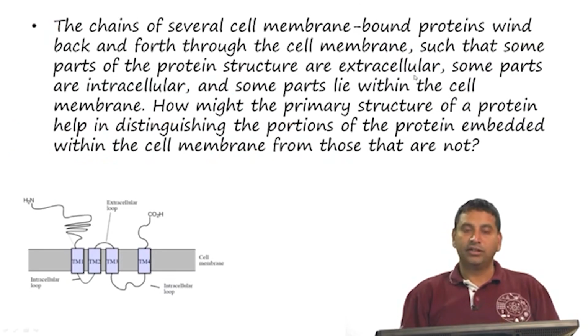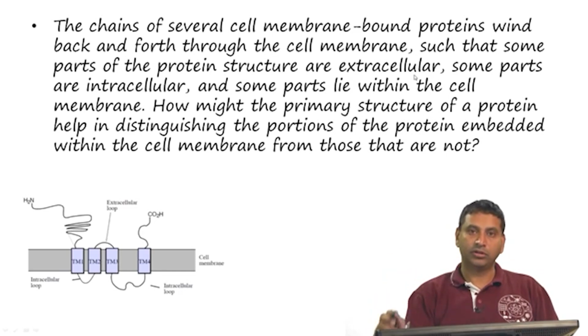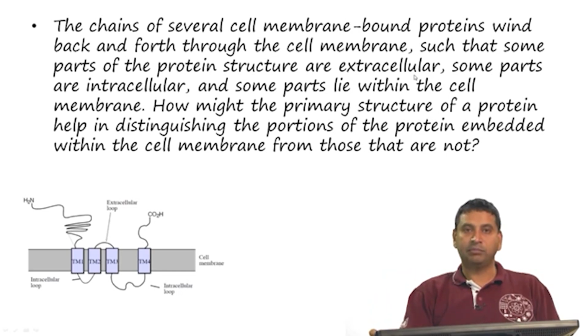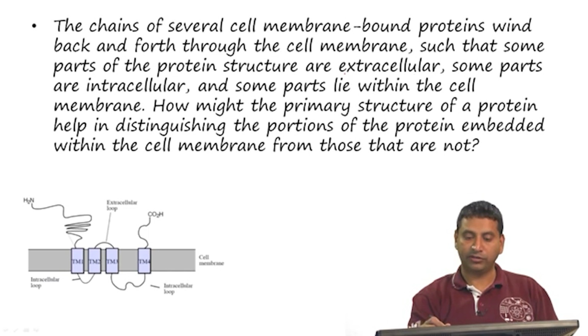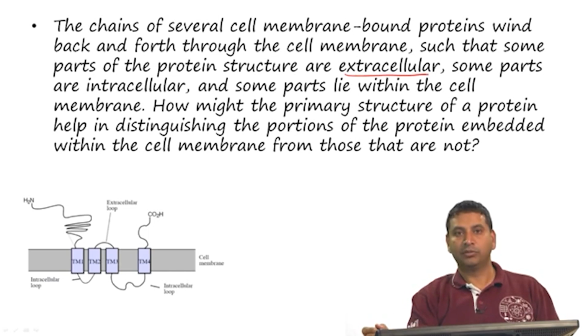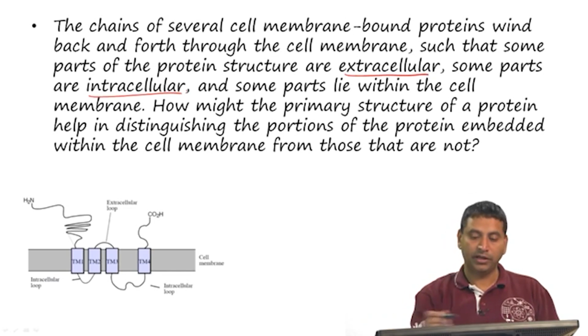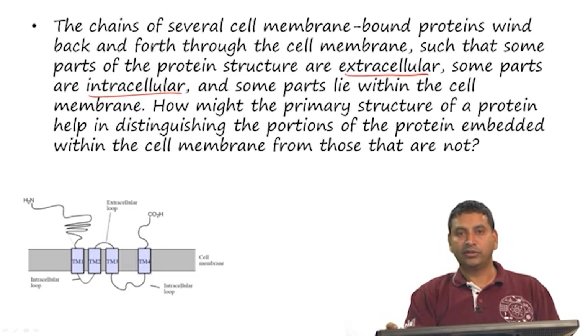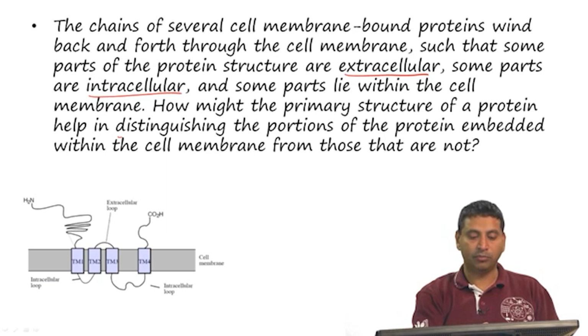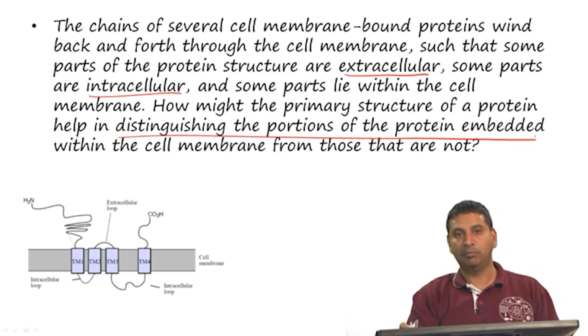Next question is, the chains of several cell membrane bound proteins wind back and forth through the cell membrane such that some parts of the protein structure are extracellular and some parts of the protein are intracellular. Okay. So, the question here is, how might the primary structure of a protein help in distinguishing the portions of the protein embedded within the cell membrane from those that are not.